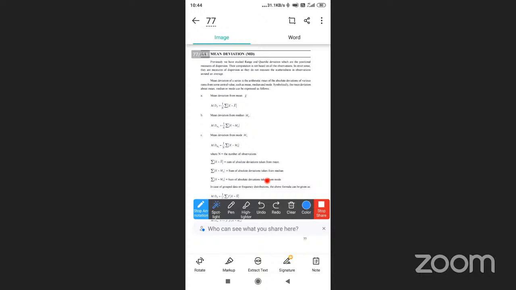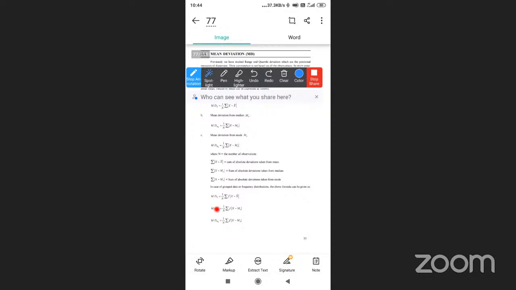In case of grouped frequency distribution, the above formulas are modified. Here you should not have frequency and you should not have capital N. But in a frequency distribution, MD about x bar is equal to 1 by capital N, sigma f into modulus x minus x bar. Where you have f, you should write capital N. Where you do not have f, you should write small n. That is the difference between individual series and grouped data.